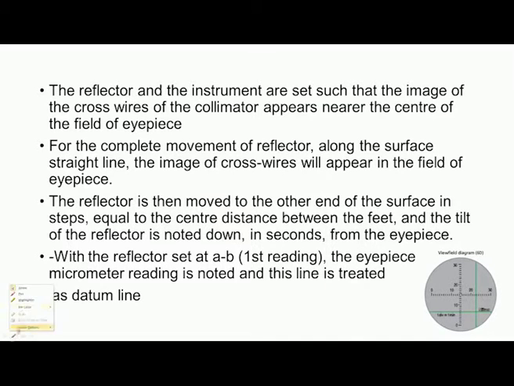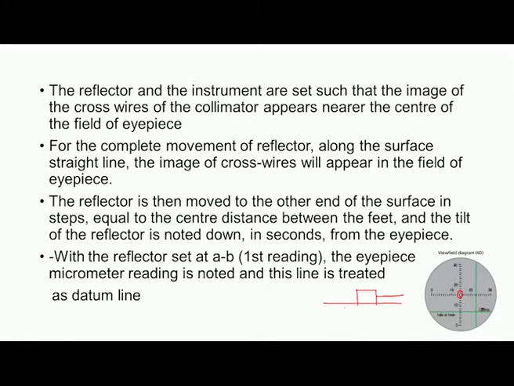Now, inside the view field, we have the crosshairs and a scale. So, when the workpiece is perfectly straight, then the incident ray and reflected ray will be on the same line, and there will not be any error. This part will be at the center.